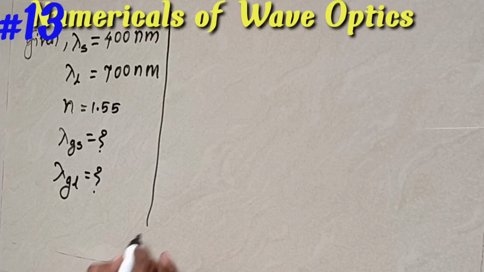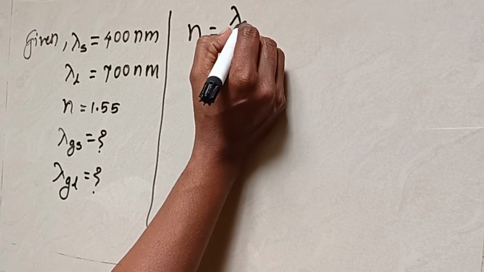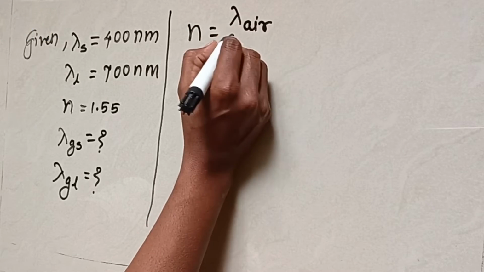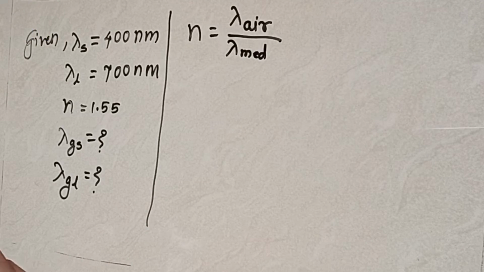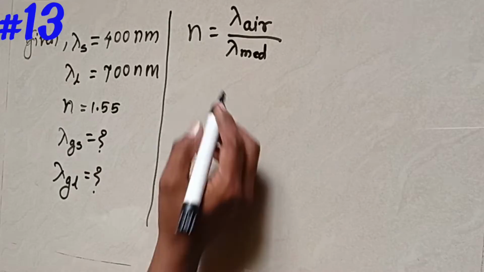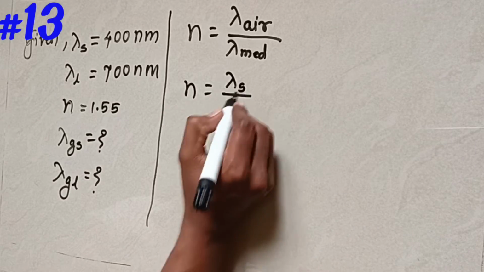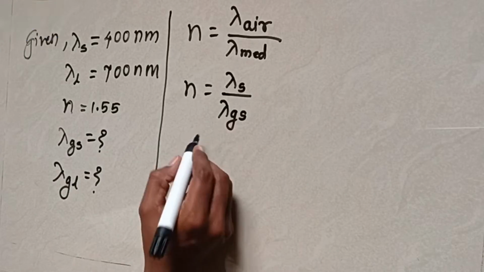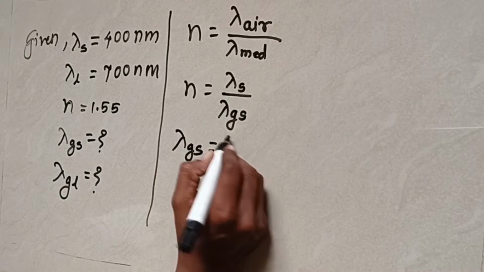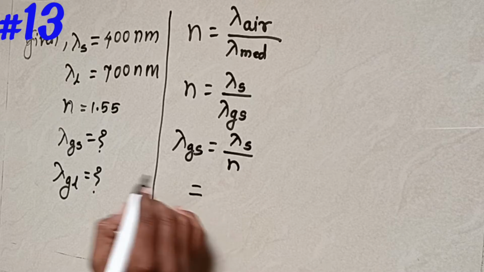Now we know the relation between the refractive index and wavelength, which is n is equal to lambda in air or vacuum divided by lambda in medium. That means the wavelength in a medium. Now for the smallest wavelength we get n is equal to lambda s upon lambda g s. Right? So lambda g s is equal to lambda s upon n. Right? So put the given values.